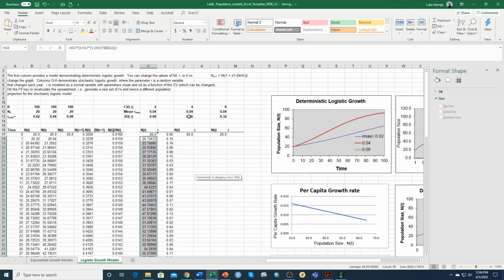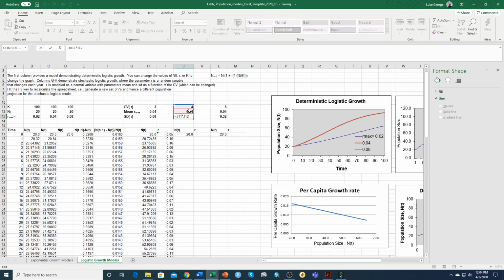Then something else to show you. Again, I've already set this up for you. We said we wanted to use different CVs. So I've identified the CVs of R that we want to use. And I just calculated the standard deviation associated with those CVs. You essentially just take the value for the CV that we include here, which is 4, and we multiply it times our growth rate, which is 0.04, to give us our standard deviation.